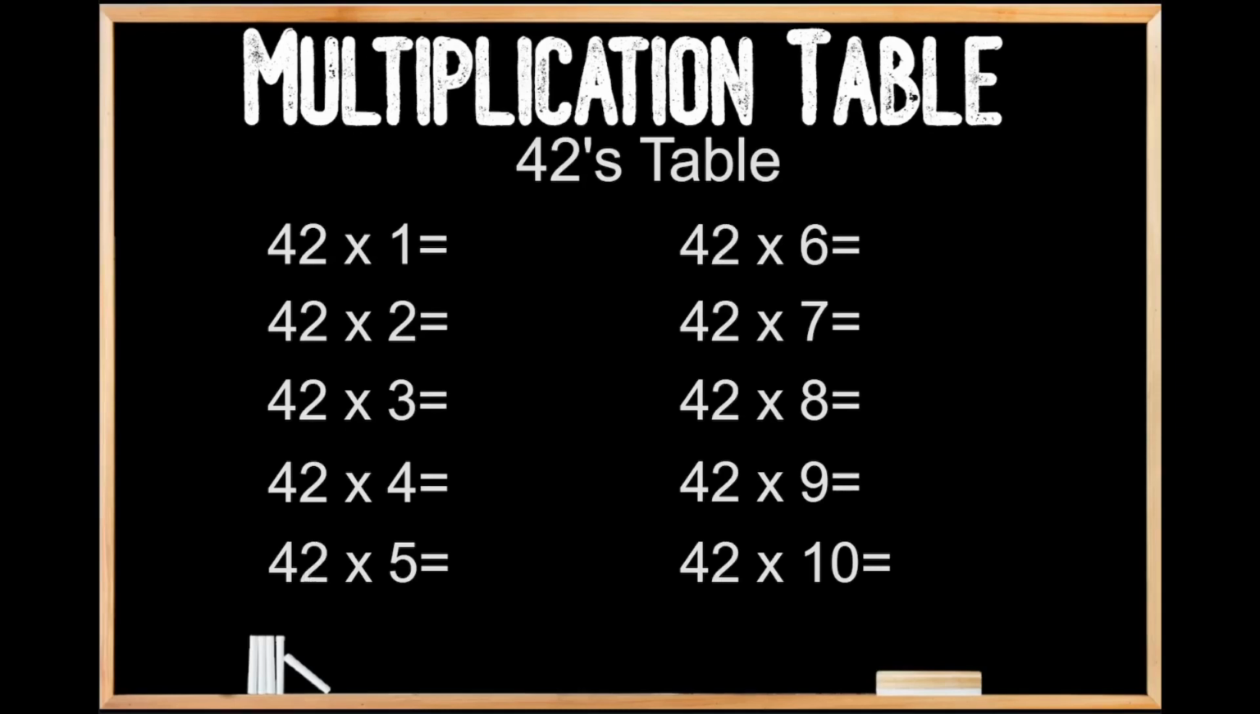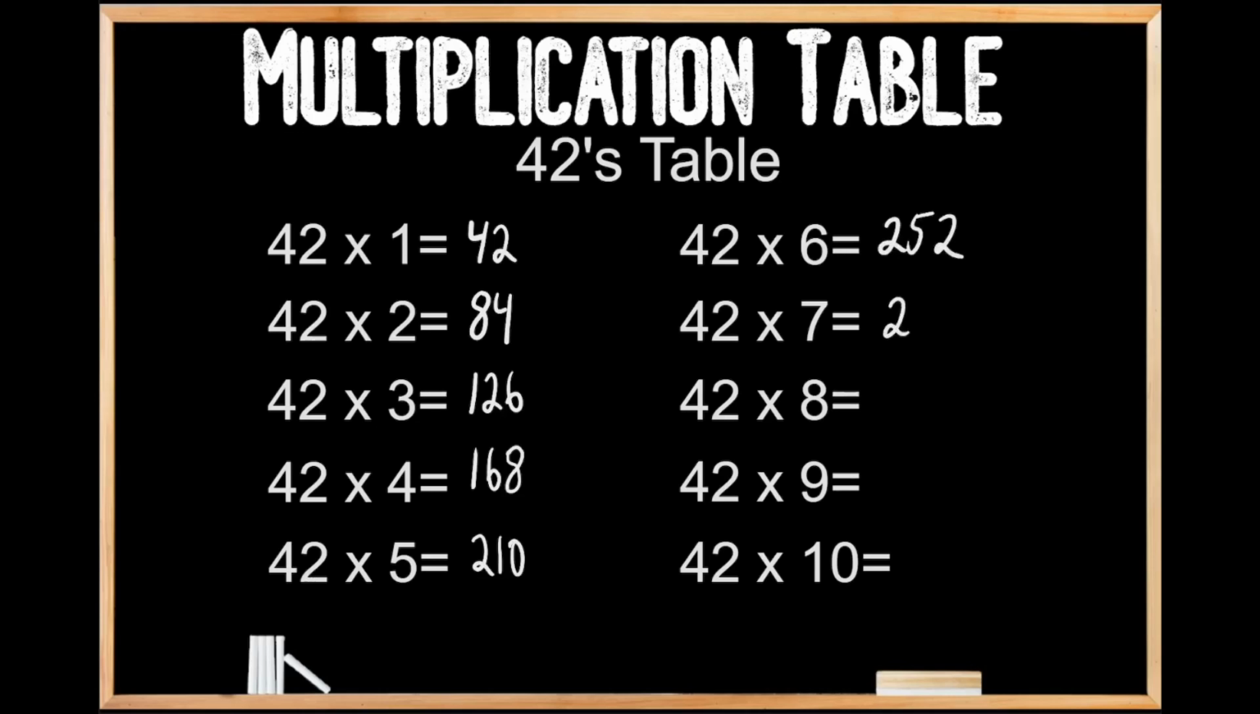42's table. 42 times 1 is 42. 42 times 2 is 84. 42 times 3 is 126. 42 times 4 is 168. 42 times 5 is 210. 42 times 6 is 252. 42 times 7 is 294. 42 times 8 is 336. 42 times 9 is 378. And 42 times 10 is 420.